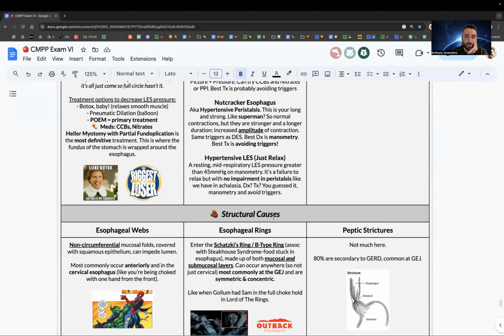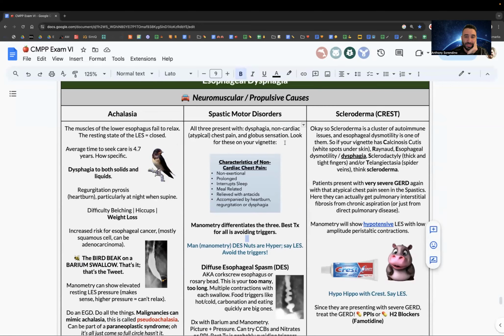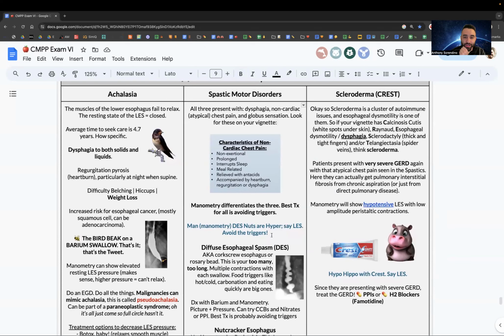Okay, so, oh yeah, look, it says it right here, neuromuscular propulsive causes. All the structural ones are these bottom three. I don't even understand my own graphics. Okay, in the middle here, we have the spastic motor disorders. So there's 3 of them. Again, another mnemonic I'm not sure I'm going to say out loud.